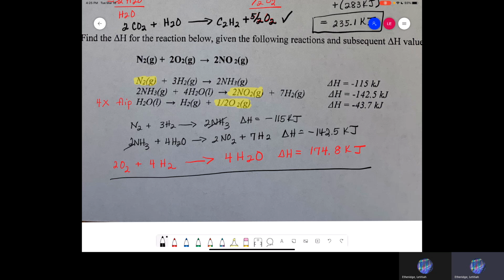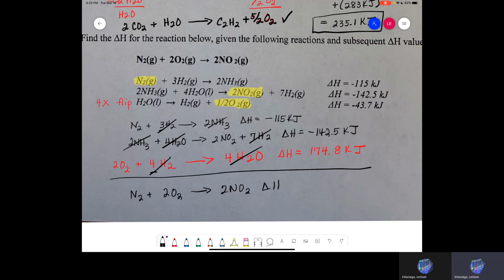So I have 2NH3, 2NH3. I have 3, 4, that's 7. Oh, sorry, hold on. My brain is playing tricks on me. 3, 4, that is 7. I have 7, those go away. Okay, I have 4 waters, I have 4 waters, they go away. What do I have left? Hopefully I have what I need left. I have N2 plus 2O2 yields my 2 NO2s.